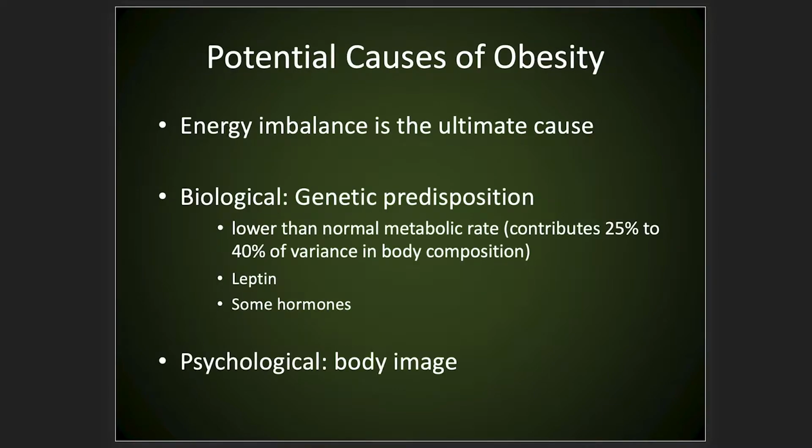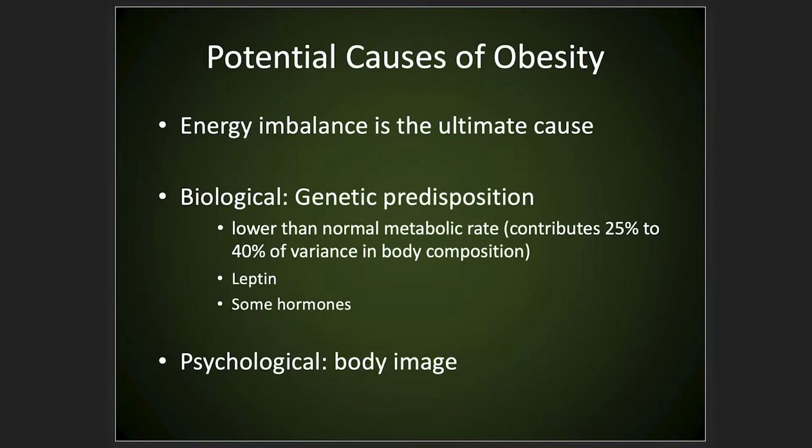And the potential causes of obesity. Now, we've gone into some of these previously, but from a physiological standpoint, it is an energy balance disruption. So the energy imbalance is the ultimate cause, regardless of any other factors. There could be a genetic predisposition, however, so lower than normal metabolic rates. It could contribute 25 to 40% of variance in body composition.